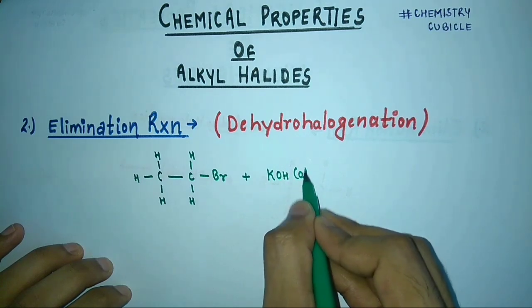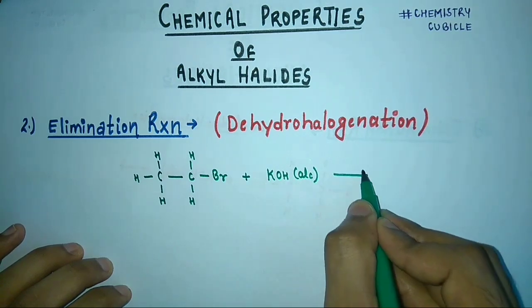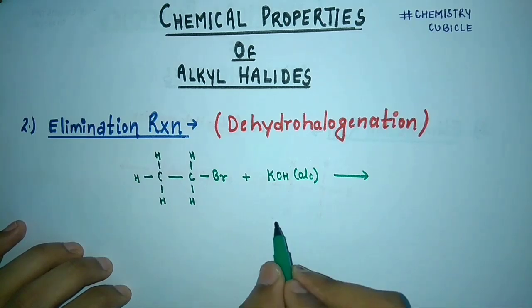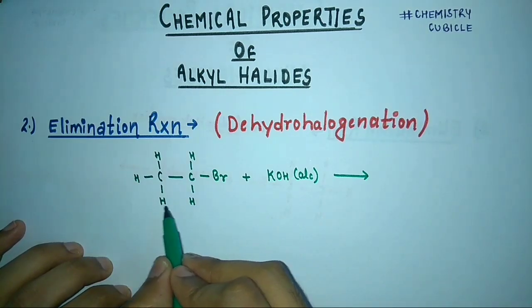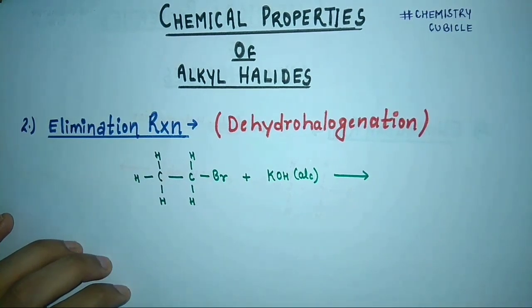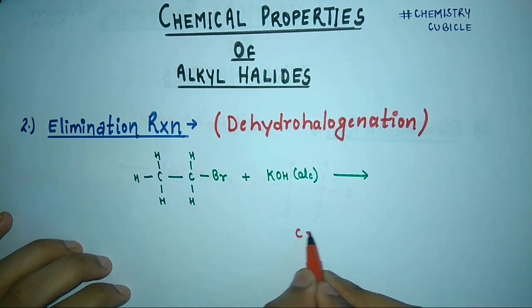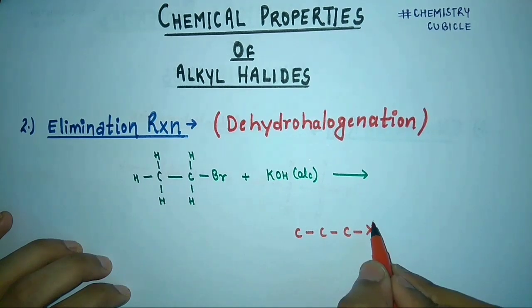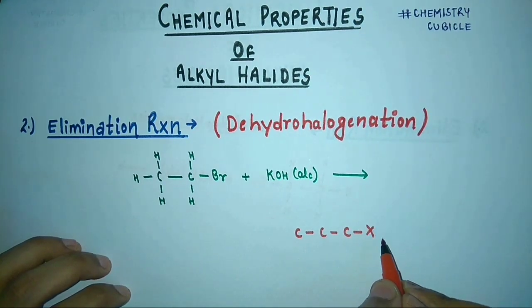This will be alcoholic. Okay, now what will happen when this haloalkane is treated with the alcoholic solution of the KOH? Then the hydrogen will be eliminated from the beta carbon. Now what is beta carbon? Let us take an example. Let's suppose this will be any functional group, and in this case it will be halogen.